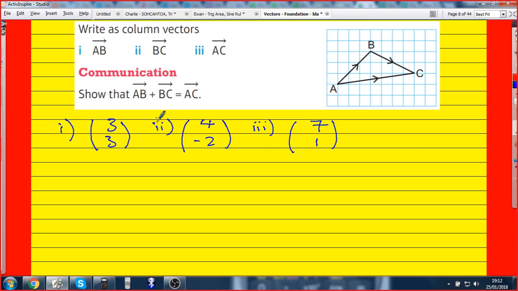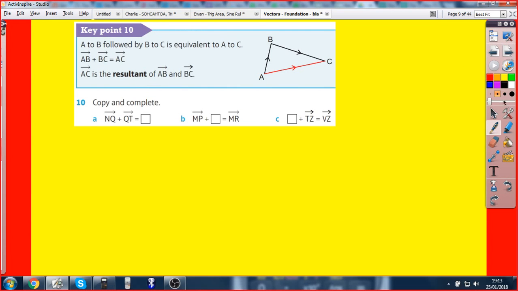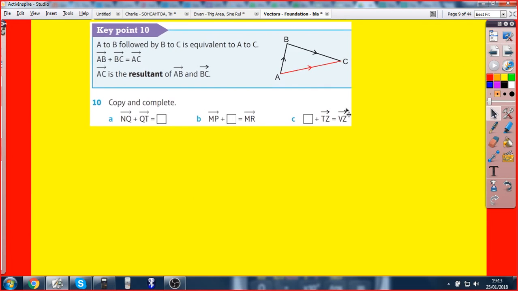And so, how do we show this? AB plus BC equals AC. Because you do 4 plus 3 is 7, and then 3 minus 2. Yeah. Okay, so that's okay. That was an easier one than I thought it'd be. Yes, this is a better one.